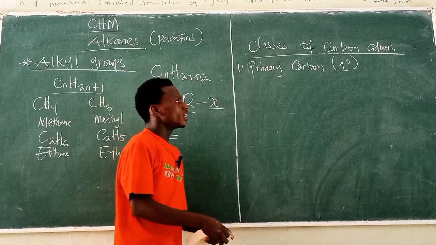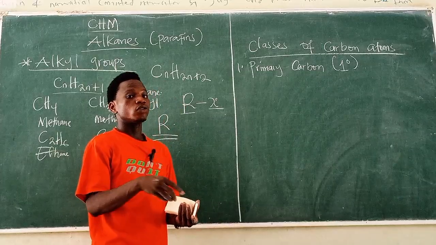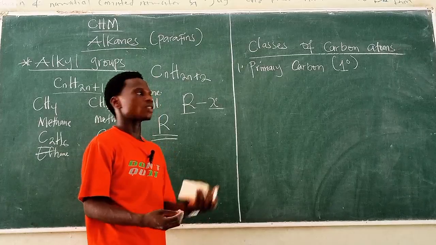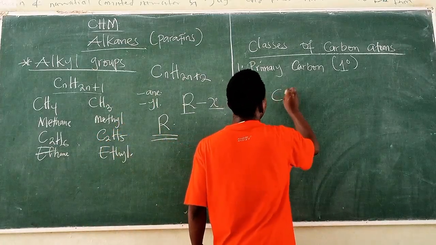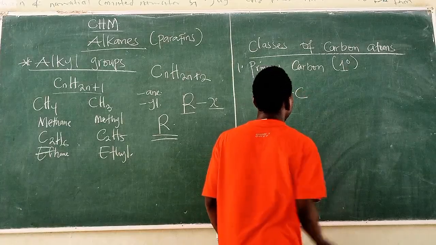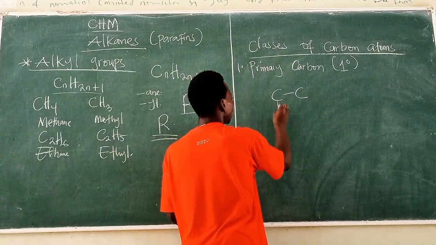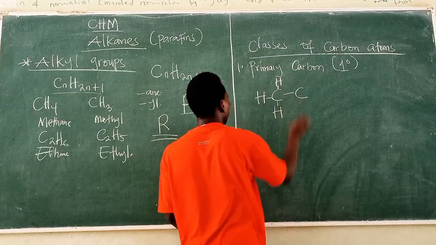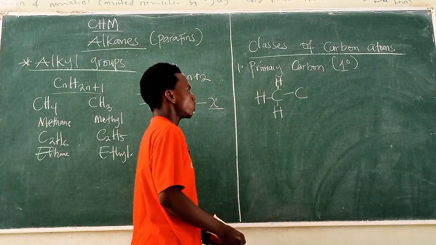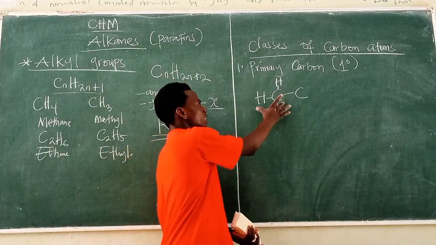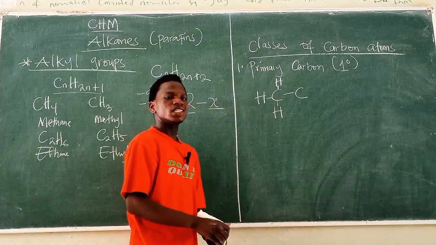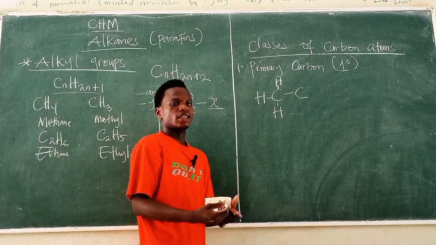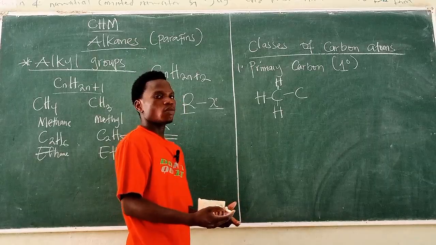Now, this connection makes it possible for that particular carbon, which is a primary carbon, to be connecting to 3 other hydrogen atoms. When you have a carbon linking to one carbon atom, this particular carbon will need 3 more hydrogens to complete the 4 bonds a carbon atom needs to form. Now, this particular carbon, a primary carbon, is always found at the terminal. It is always found at the end of an organic molecule.